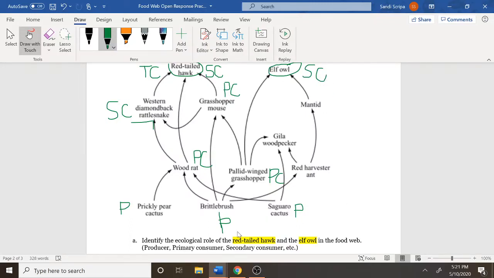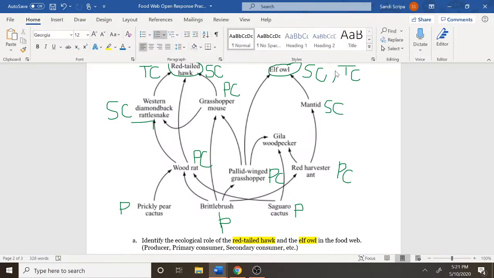All right. Technically speaking, this can also be a third level consumer. If you follow the brittlebrush to the harvester ant being primary, to the mantid, which is another type of bug, being secondary. Technically, the elf owl could also be a tertiary consumer. So again, if you said either of those answers, I would accept it.